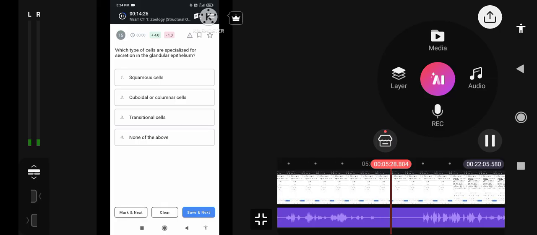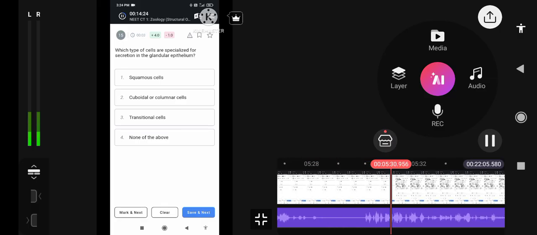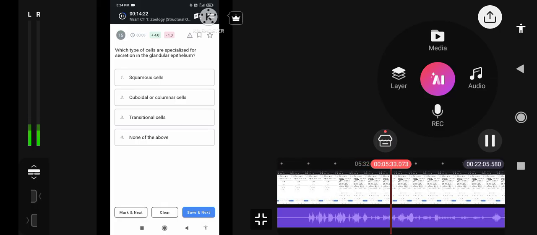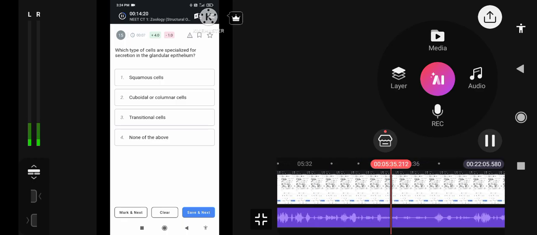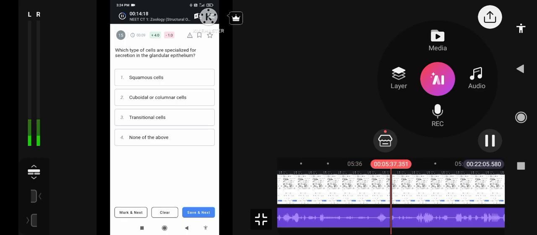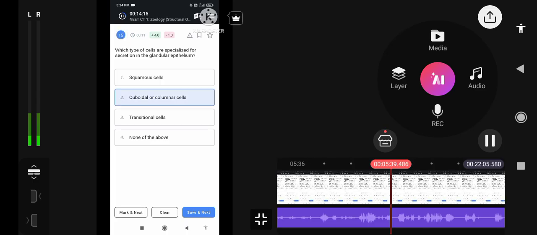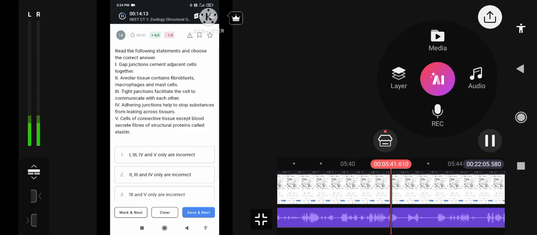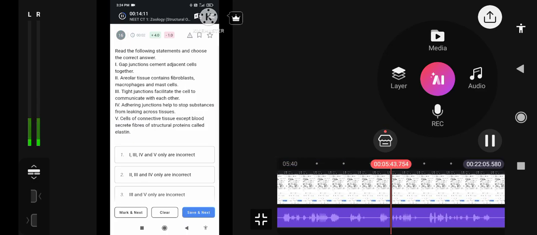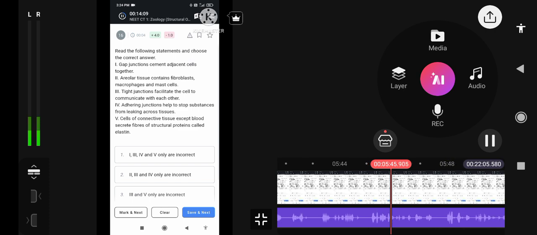Which type of cells are specialized for secretion in the glandular epithelium? Squamous cells are specialized for secretion in glandular epithelium. Only two: this is cuboidal and columnar cells. So this is my option.